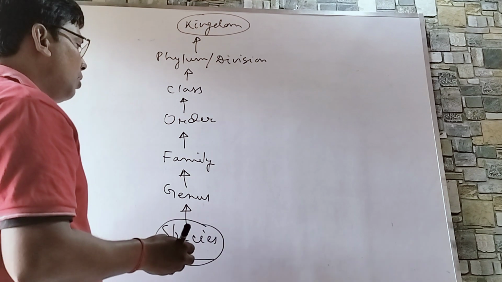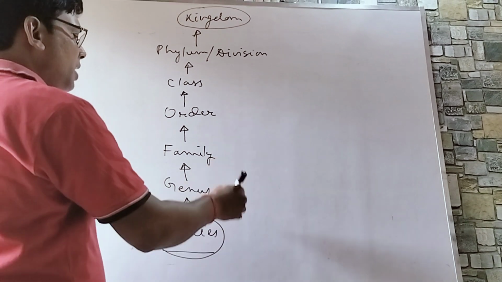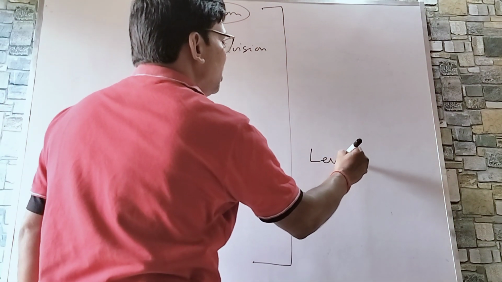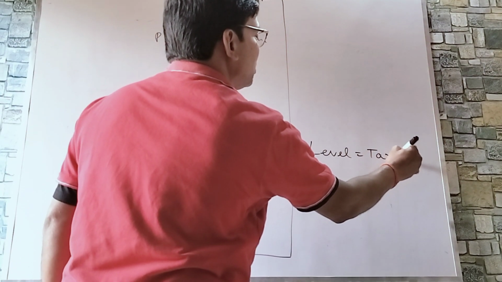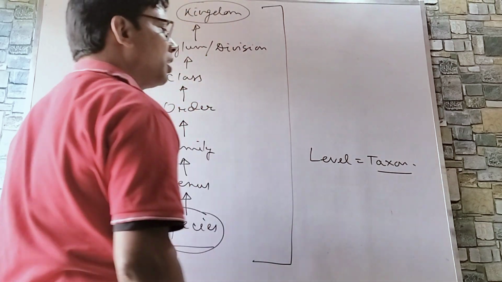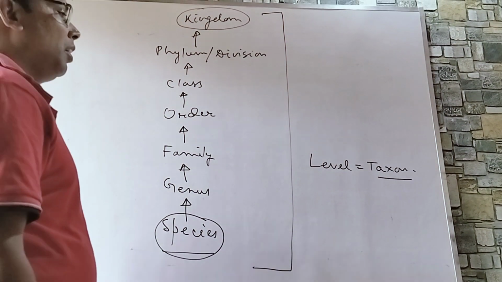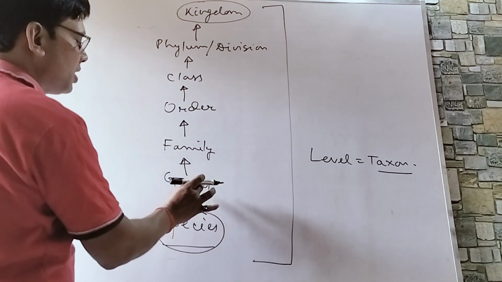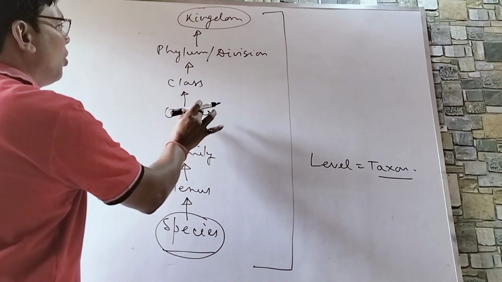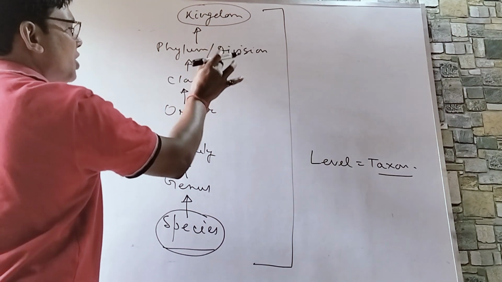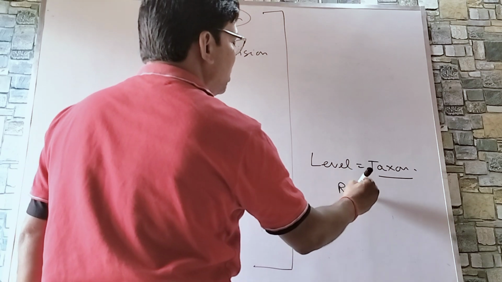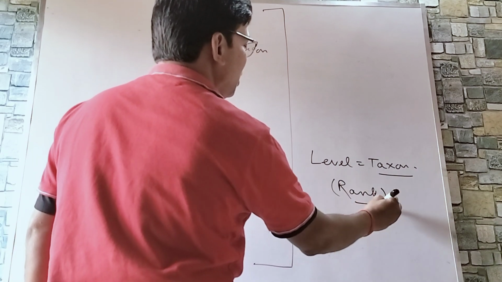But here you have to say that each level is called a taxon. And the position has been fixed. Species, position fixed; genus fixed; family, then order, then class. You cannot change it. So this is the ranking. The fixed position is called rank.